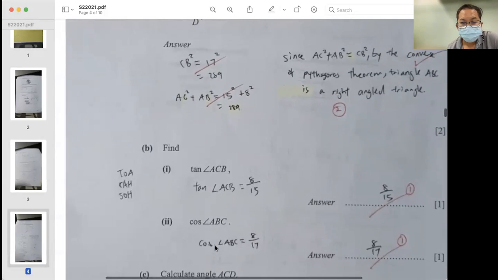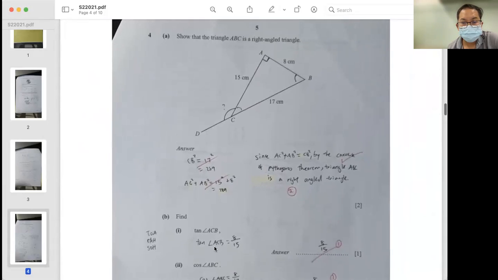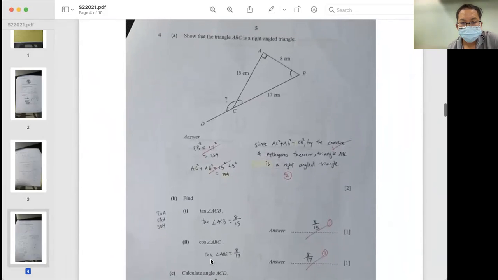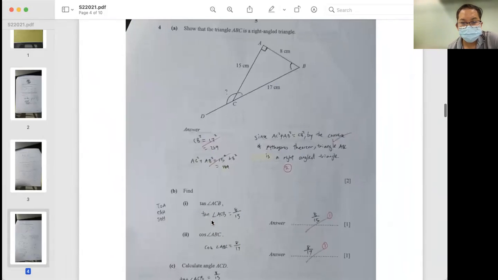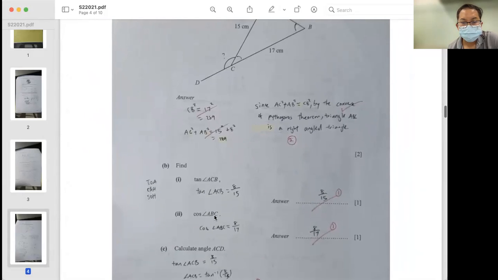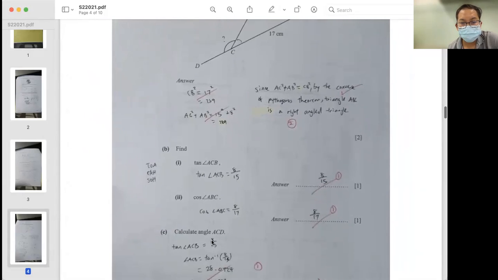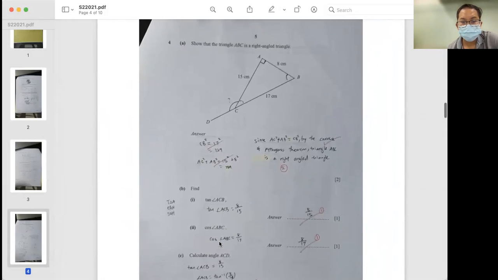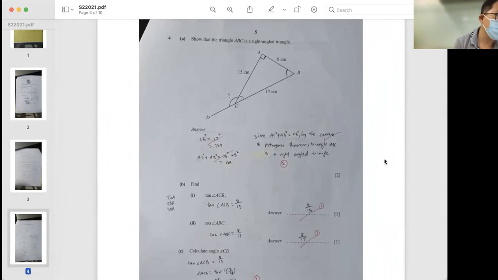Okay, next. It's a bit hard for me to hide part B, part C answer also, so you try to do it. So after you do the tangent, do the cosine, the angle ABD, like that. Okay, take some time to do part B and part C. Put here 20, put here 20.